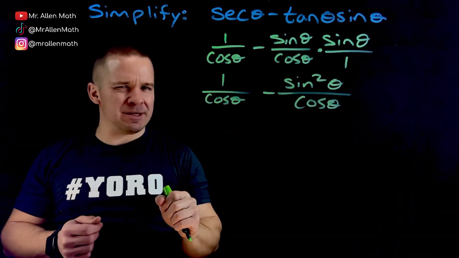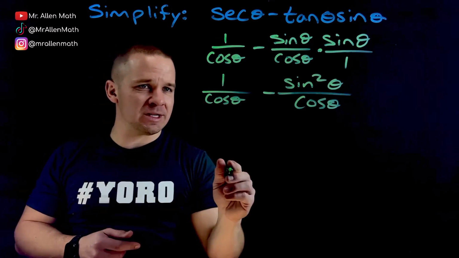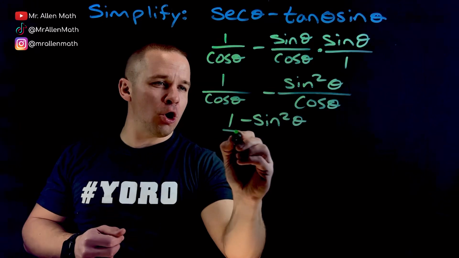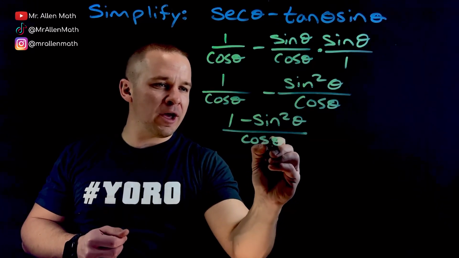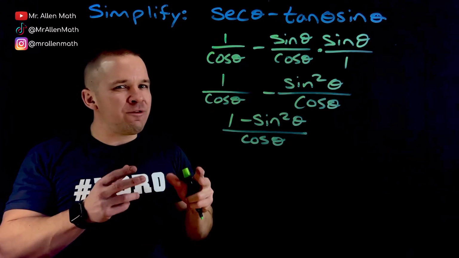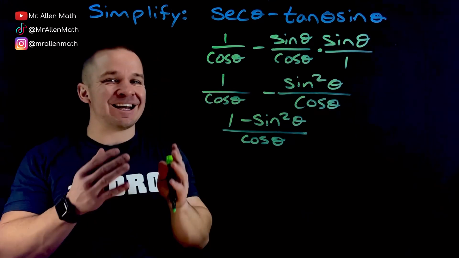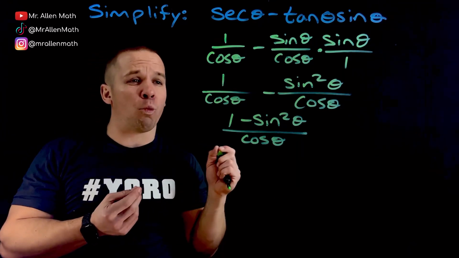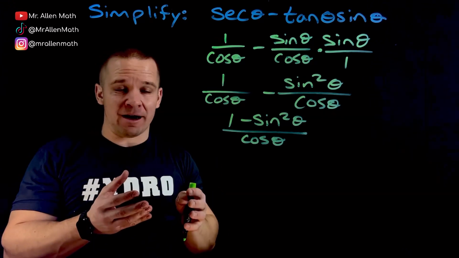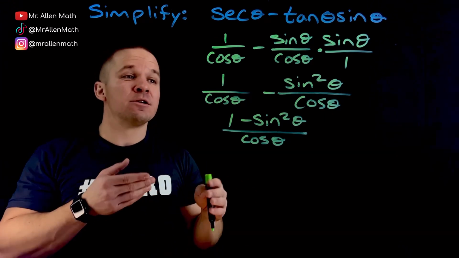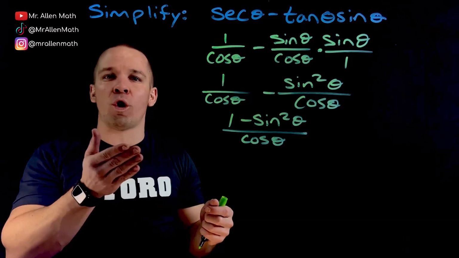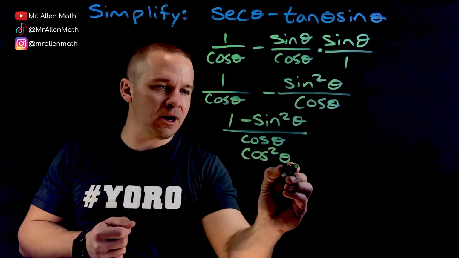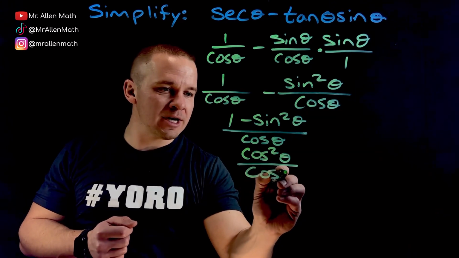Now, I'm seeing common denominators here. Check this out. I'm going to have 1 minus sine squared theta over cosine theta. Now, in my numerator, we've got ourselves a part of the Pythagorean identities, right? So I've got sine squared theta plus cosine squared theta is equal to 1. And I can manipulate that by subtracting that sine squared theta to the other side. And 1 minus sine squared theta is equal to cosine squared theta, all over cosine of theta.